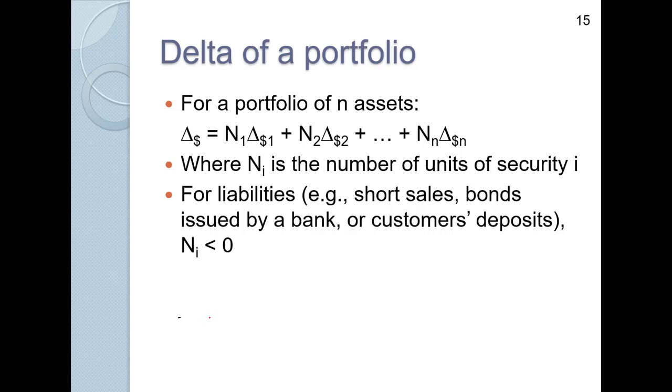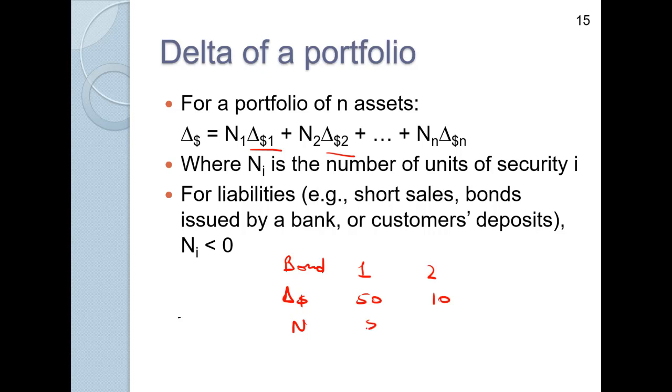A very important feature of the delta of a portfolio is that you just have to add the delta dollar for each of the assets that you have. So say you have two bonds in your portfolio, bond 1 and bond 2, and the first one has a delta dollar of 50, the second one has a delta dollar of 10, and then you have the number of units that you have of the first asset.